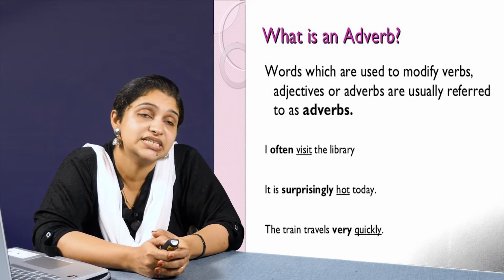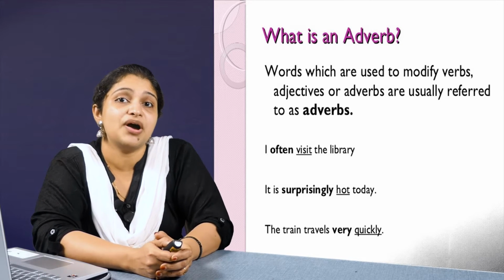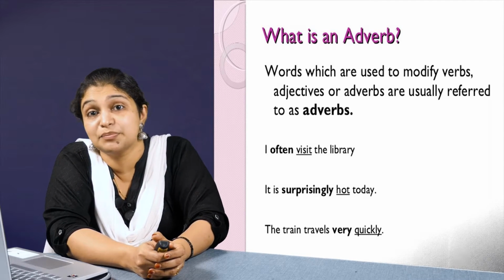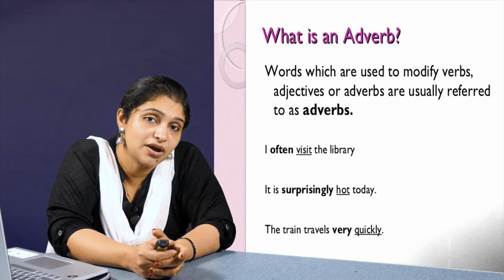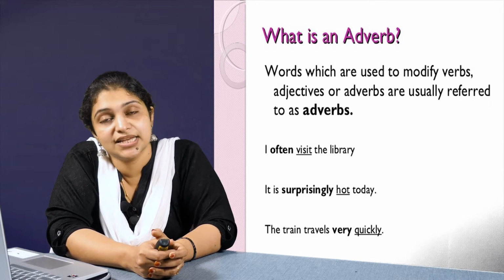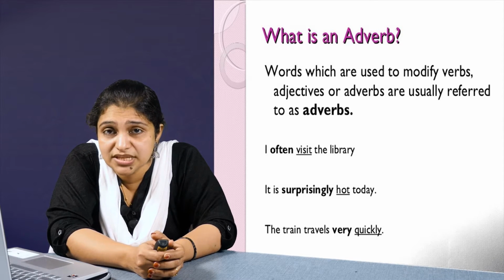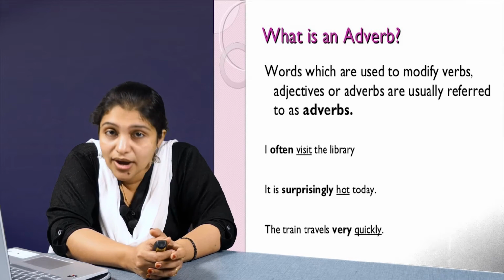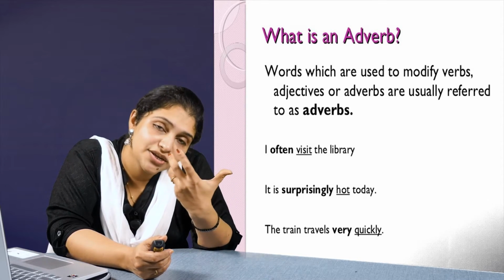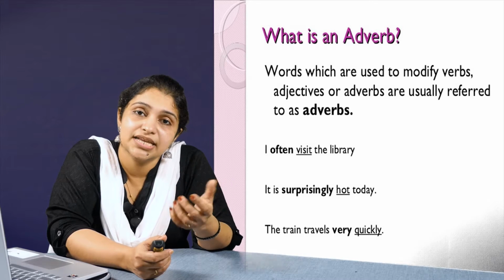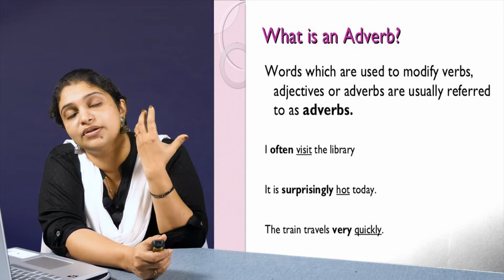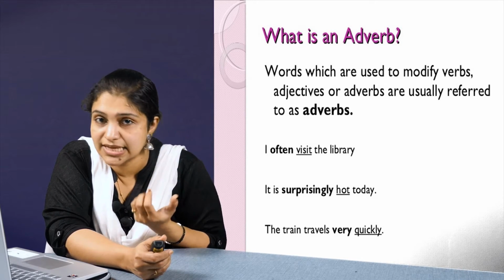I often visit the library. It is surprisingly hot today. It is not just a hot day, no, it is surprisingly hot. So it shouldn't be a hot day today. You don't expect it to be a hot day today. Maybe it is monsoon season or winter season, and then quite unusually, it is hot. So you understand what kind of day today is. You understand why it is unusually hot today. All these things you understand from the adverb surprisingly.